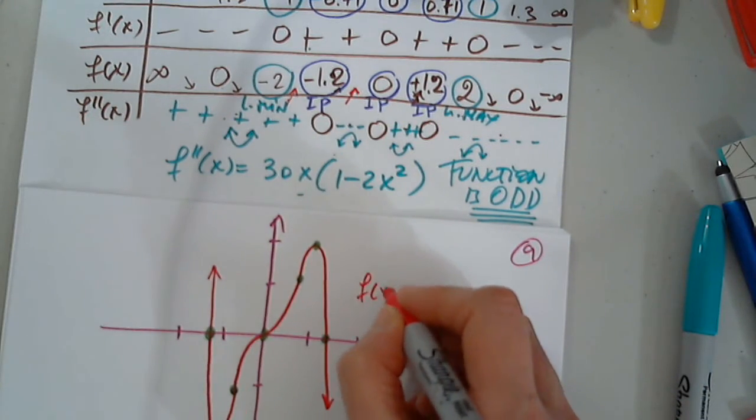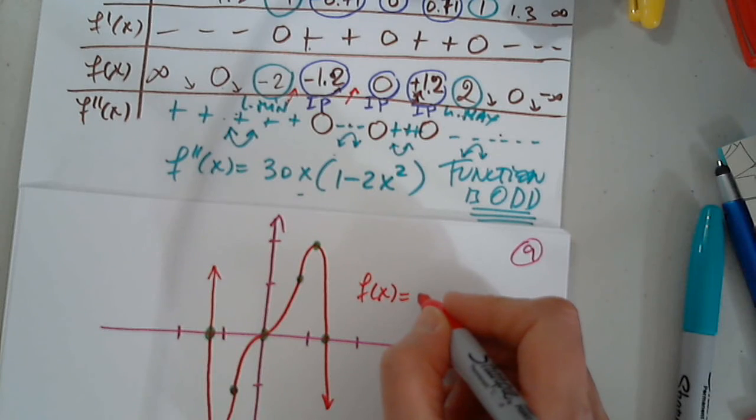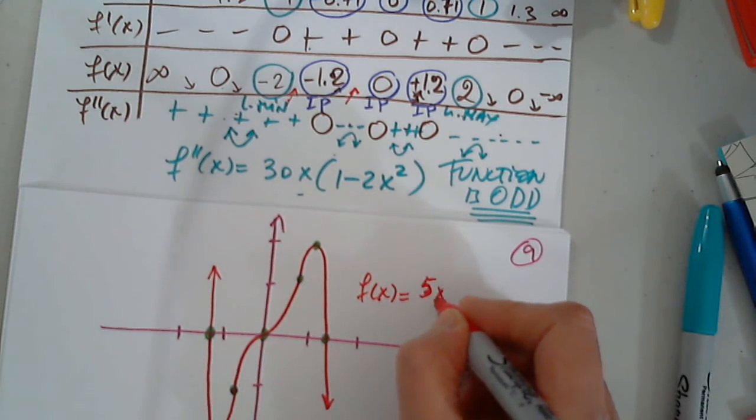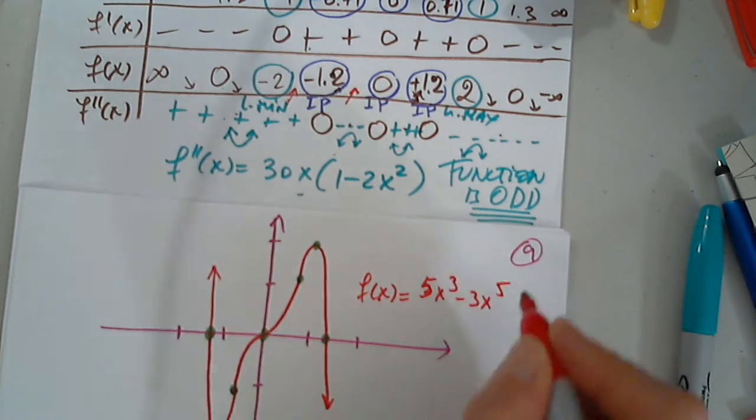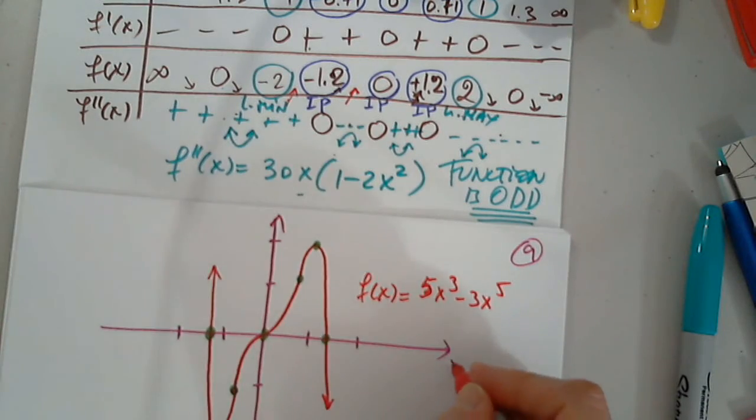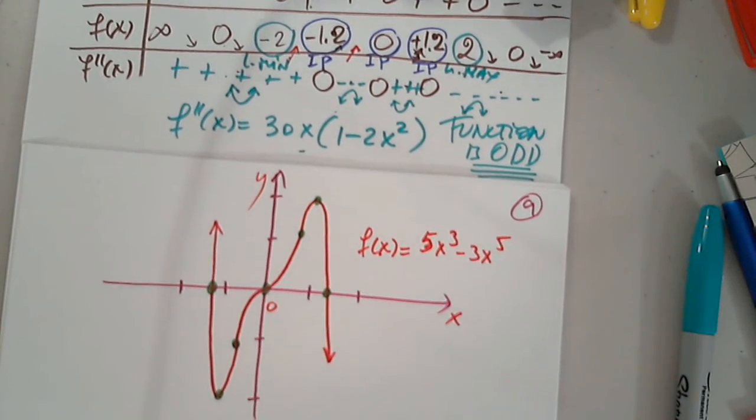And this is the graph of 5x to the third minus 3x to the fifth. Any questions?